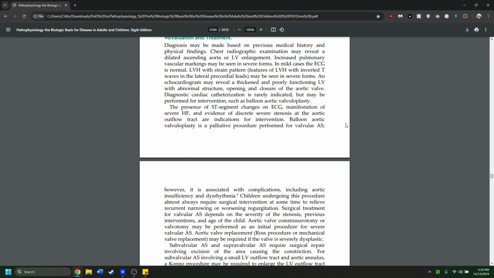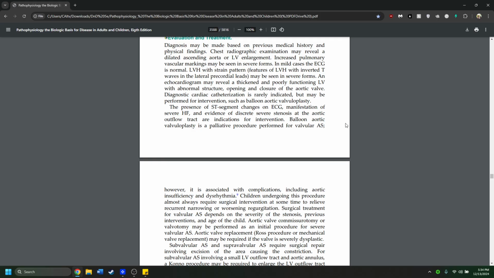An echocardiogram may reveal a thickened and poorly functioning left ventricle with abnormal structure, and the opening and closure of the aortic valve. Diagnostic cardiac catheterization is rarely indicated, but may be performed for intervention, such as a balloon aortic valvuloplasty. The presence of ST segment changes in EKG, manifestation of severe heart failure, and evidence of discrete severe stenosis at the aortic outflow tract are indications for intervention.